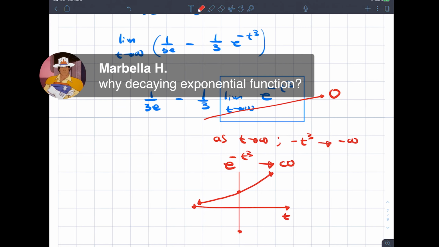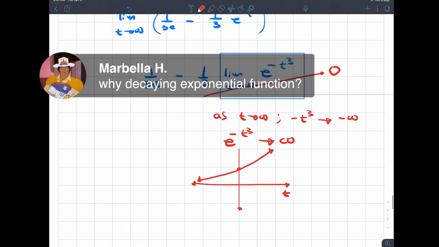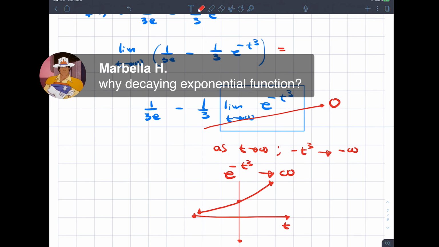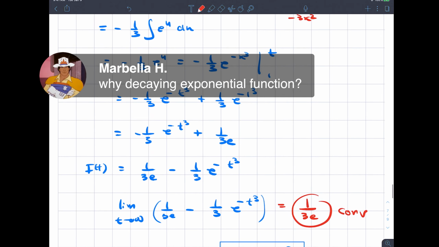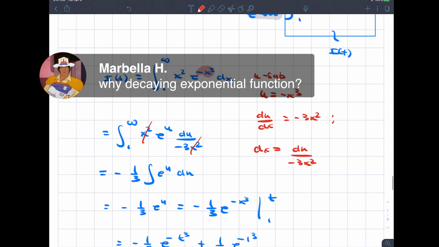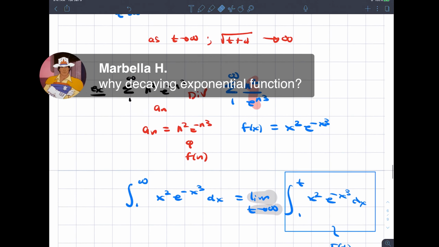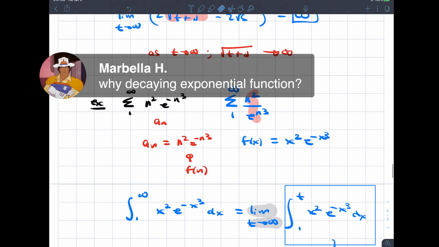Let's see what this means here. This limit is going to equal 1 over 3e, and that's a finite value, so we have convergence. So yes, thank you, Marbella. I was looking that over and something was bothering me about this question. This converges here. Oh, wrong one. We go back to the series. That means our series converges. There we go.